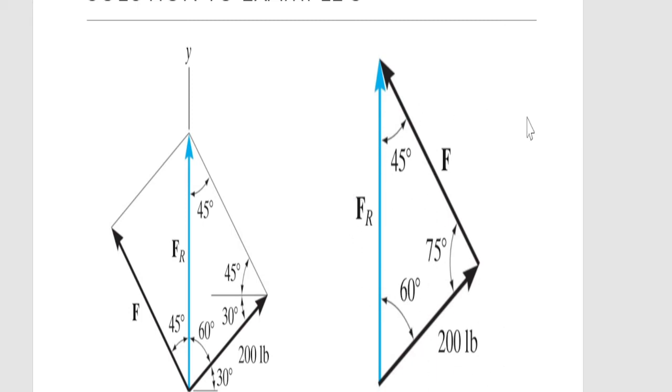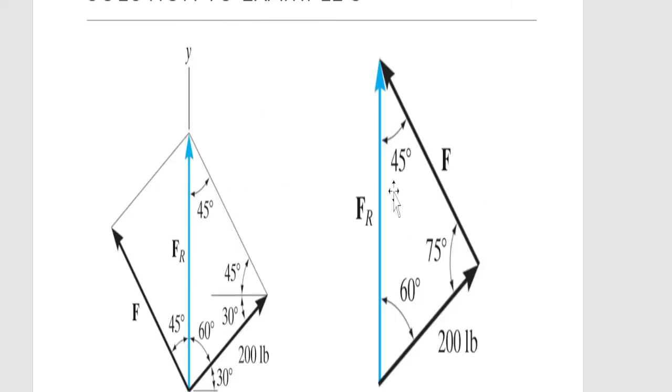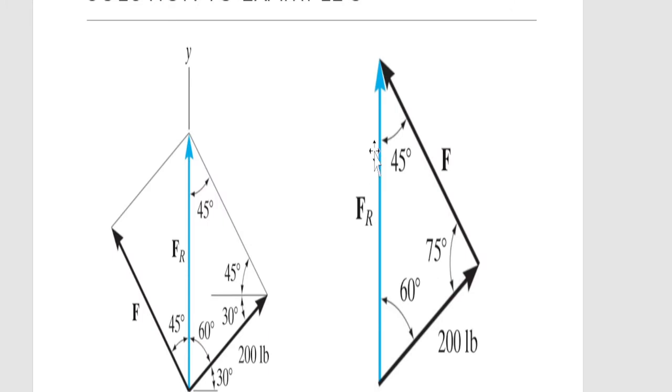So that means we can use the sine law. By using the sine law, same as before, we can find the value for F, which will be 245 pounds. The resultant force will be 273 pounds. While using the sine law, just make sure that the other ratio that you are going to use is a known value, like 200 over sine 45. Same here. Since the question is only asking for the resultant force and the F force, we are done. We don't need to find any other direction, since the direction is already given as 90 degrees.